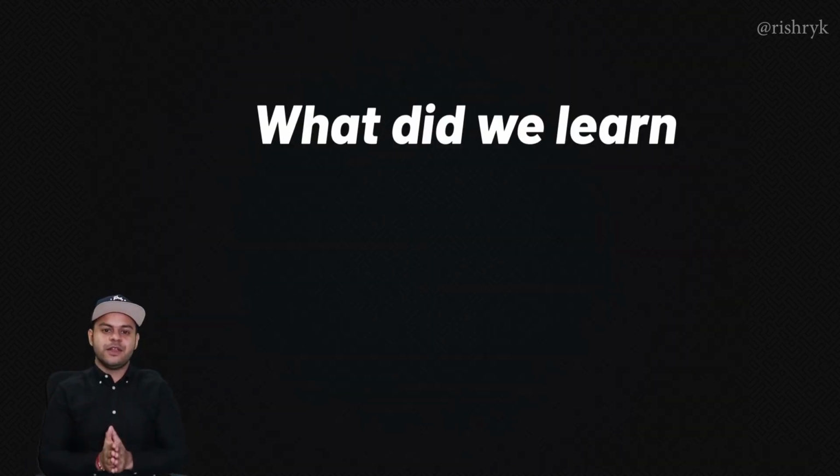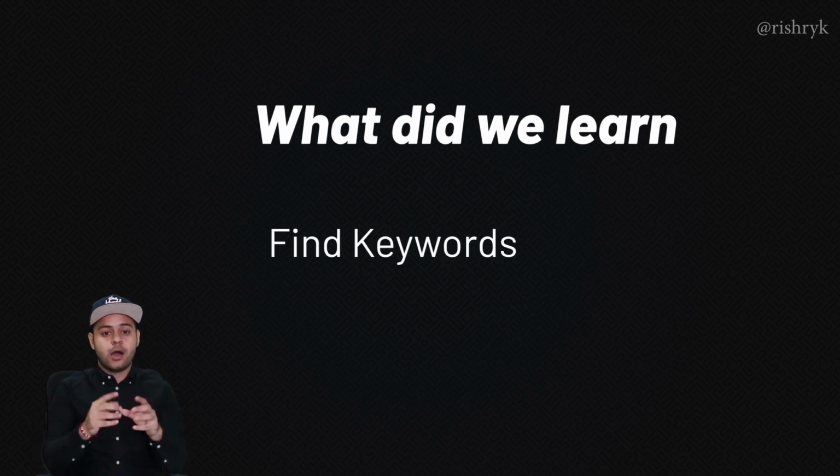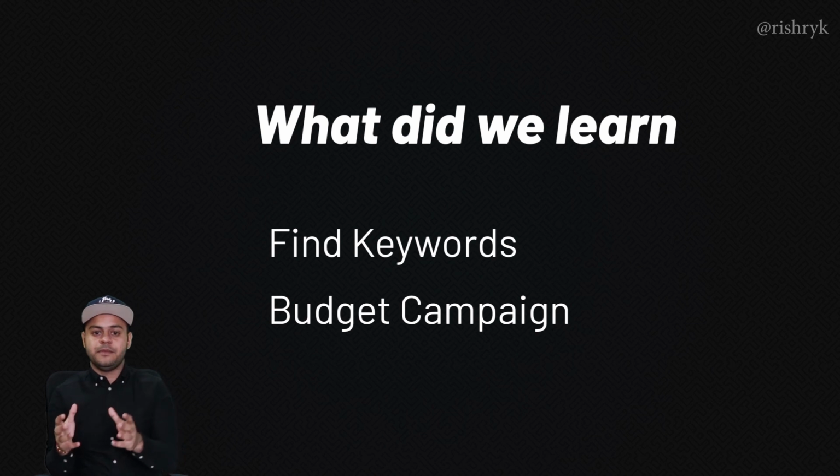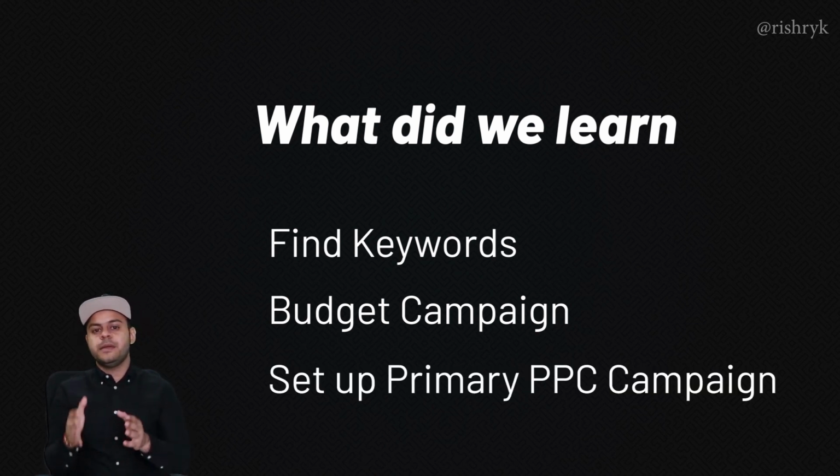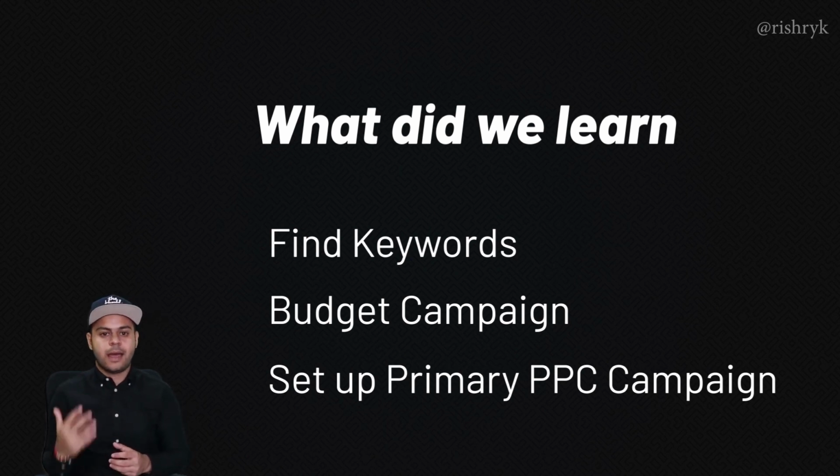So that was it for this video. We have identified how we can find our keywords. We have identified how we can budget our PPC campaigns, and we have also set up our 4 primary PPC campaigns that we need to set up when we are just launching our products on Amazon.